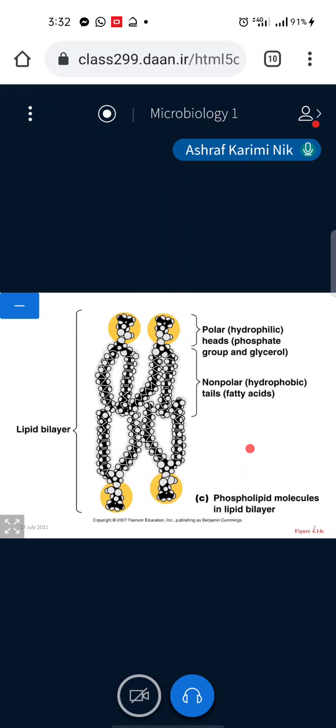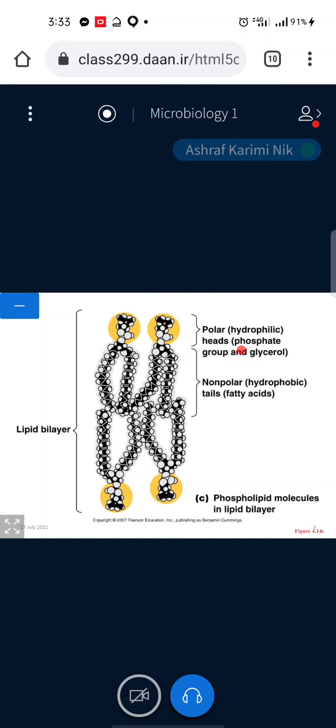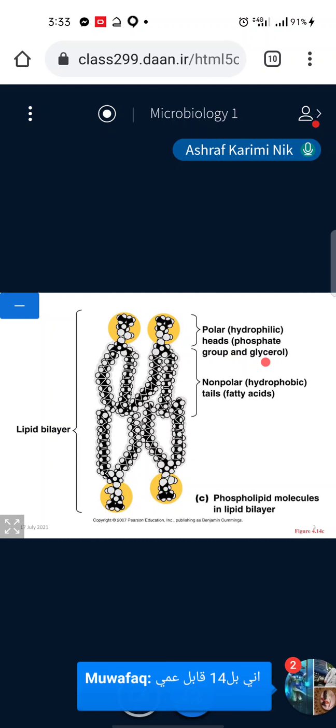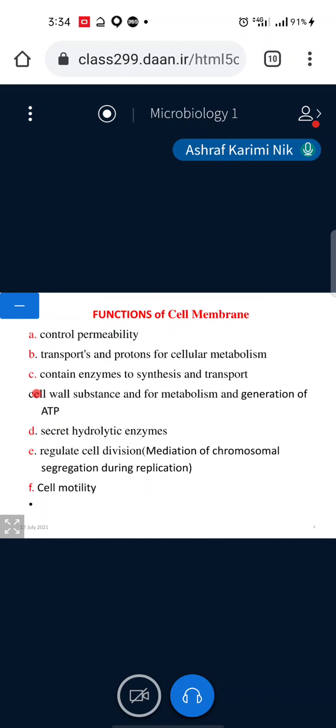This image shows the structure of a phospholipid in the cell membrane, the cytoplasmic membrane. Yellow indicates the polar, hydrophilic heads. Hydrophilic means water-liking. Its composition is a phosphate group and glycerol.